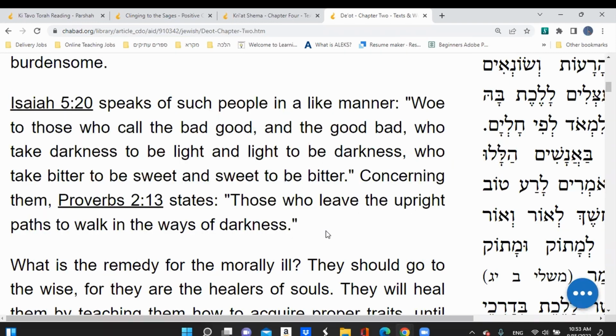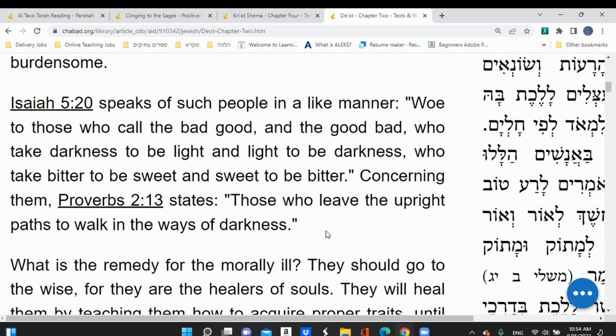Isaiah 5:20 speaks of such people in a like manner. Woe to those who call the bad good and the good bad, who take darkness to be light and light to be darkness, who take bitter to be sweet and sweet to be bitter. Concerning them, Proverbs 2:13 states, those who leave the upright path to walk in the way of darkness.